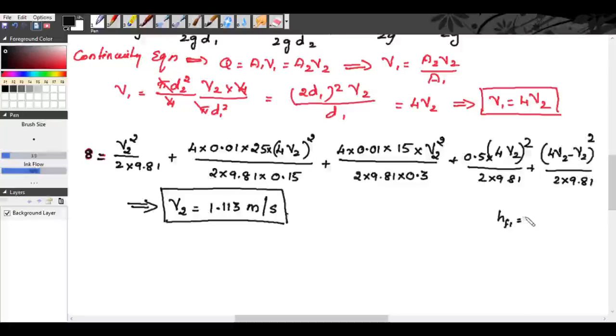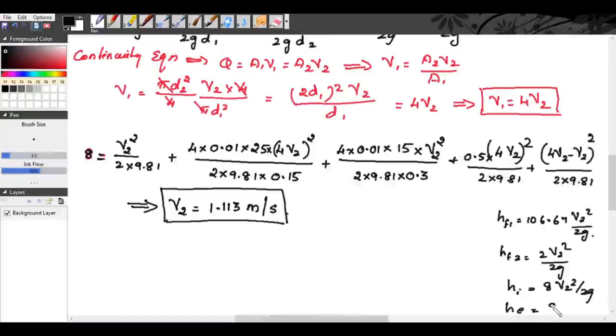You will get HF1 will be equal to 106.67 V2 square by 2G. You will get HF2 will be equal to 2 V2 square by 2G. HI will be equal to 8 V2 square by 2G, and HE will be equal to 9 V2 square by 2G.